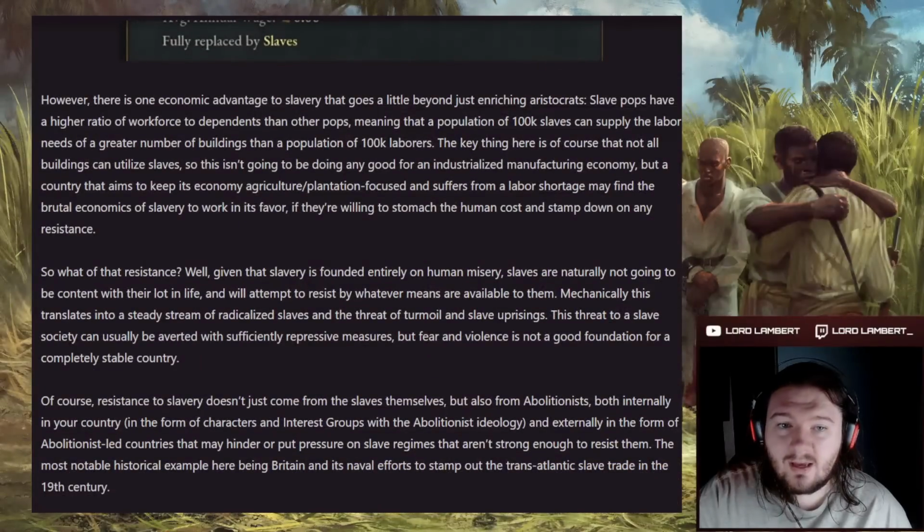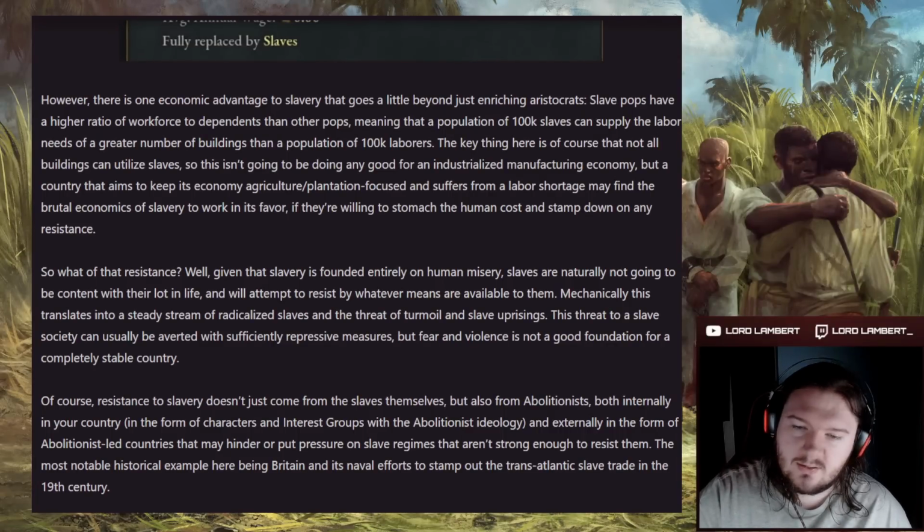However, there is one economic advantage to slavery that goes a little beyond just enriching aristocrats. Slave pops have a higher ratio of workforce to dependents than other pops, meaning that a population of 100,000 slaves can supply the labour needs of a greater number of buildings than a population of 100,000 labourers. The key thing here is, of course, that not all buildings can utilise slaves, so it isn't going to be doing any good for an industrialised manufacturing economy, but a country that aims to keep its economy agriculture or plantation focused and suffers from a labour shortage may find the brutal economics of slavery to work in its favour if they're willing to stomach the human cost and can stamp down on any resistance.